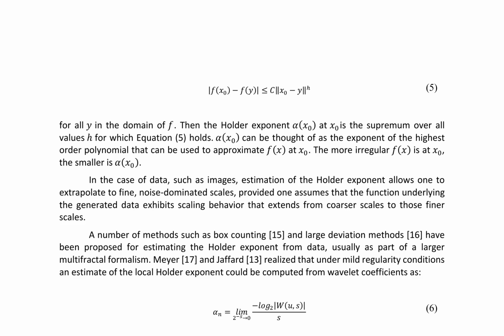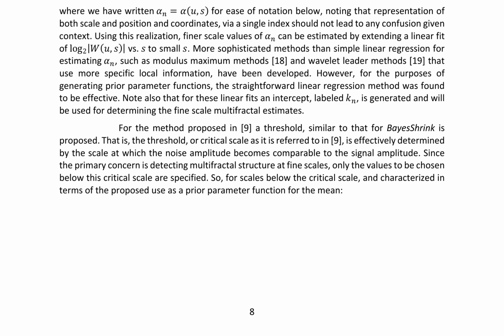The authors also discuss the use of a threshold similar to that for Bayes shrink, which is determined by the scale at which the noise amplitude becomes comparable to the signal amplitude. For scales below this critical scale, the proposed use of the mean as a prior parameter function is specified. This approach aims to enhance the ability of the restoration algorithm to preserve textural properties by utilizing the scaling behavior of multifractal patterns that effectively model textural qualities.